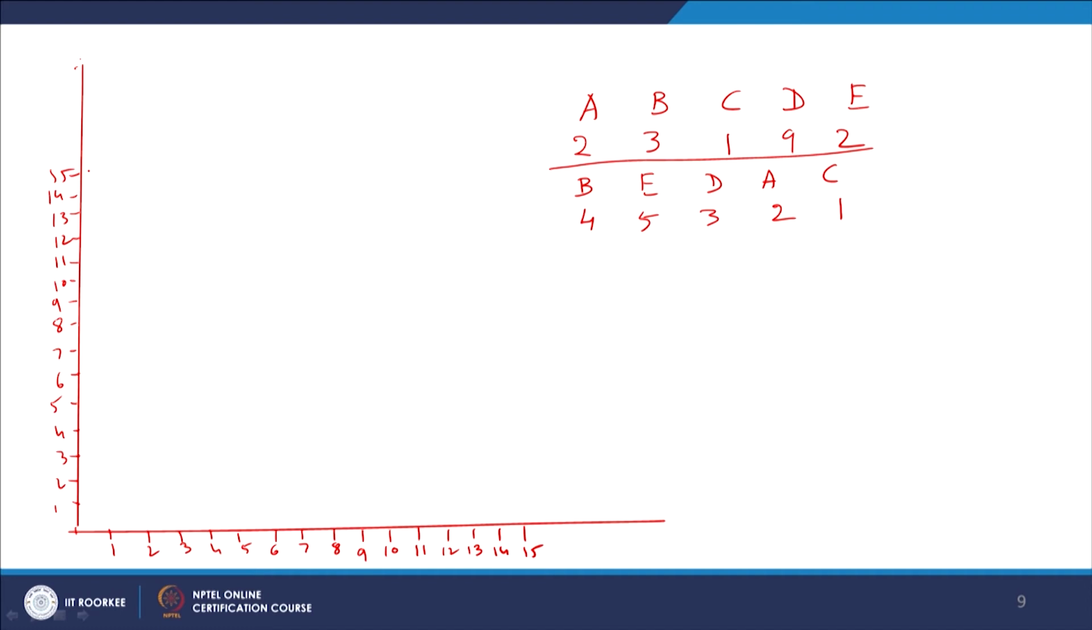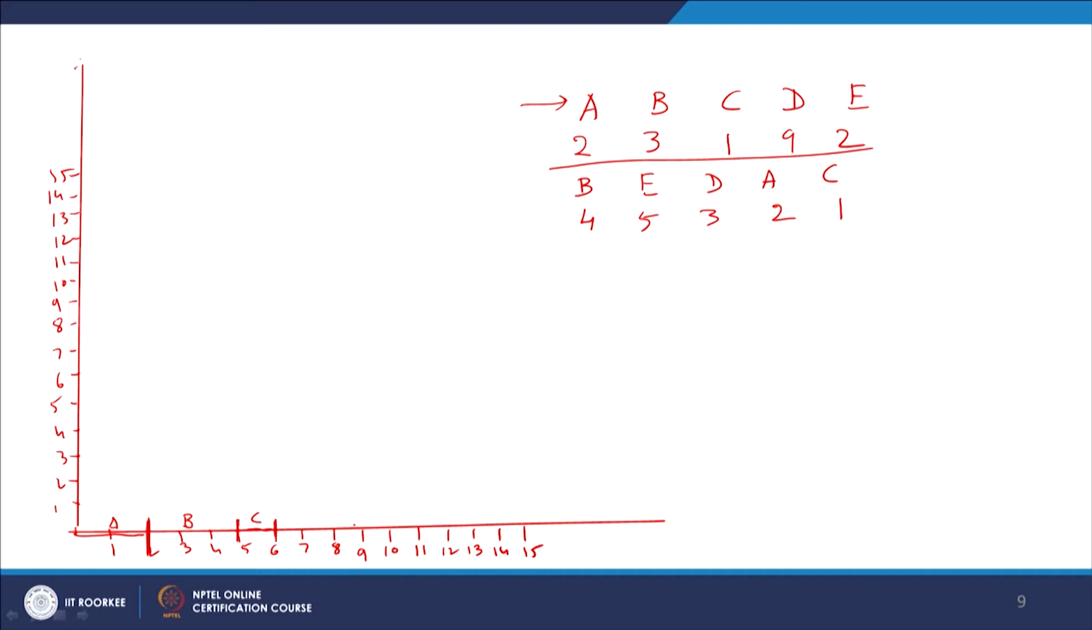Now, the first thing that we have to see is how to plot these times for the A, B, C. So, the A job requires 2 hours. So, we will do the demarcation over here. This is our A. Then we need 3 hours. So, 1, 2 and 3. So, this is our B. Then we need 1 hour. So, this is our C, and then we need D, that is 9 hours.